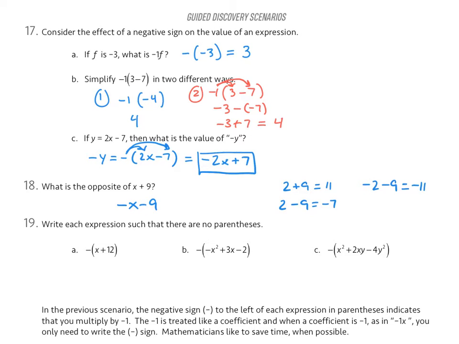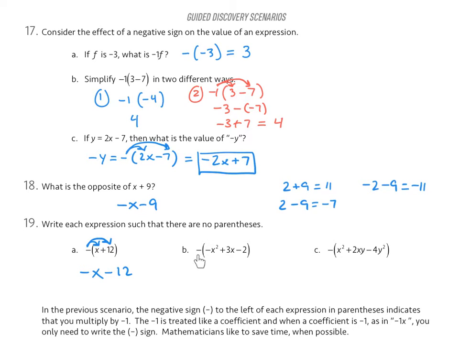19. Write each expression such that there are no parentheses. Part A. Negative the quantity x plus 12. We're going to distribute the negative to the x. We can think of that as making x the opposite, so it's now negative x, and then distribute the negative to plus 12, so it becomes a minus 12. The opposite of x plus 12 is negative x minus 12.